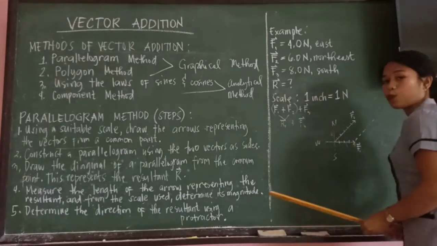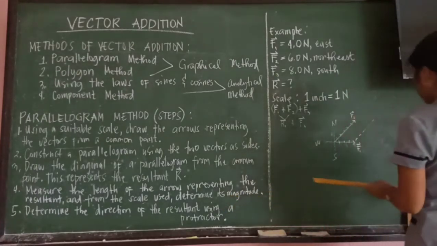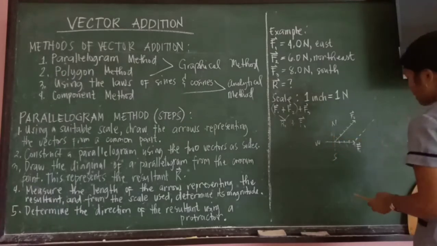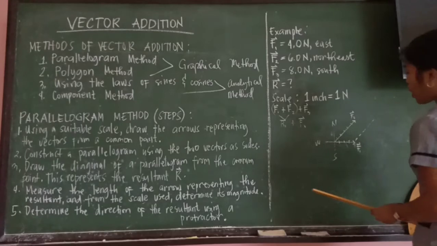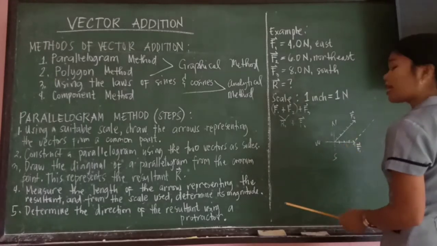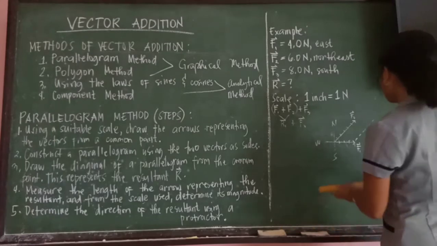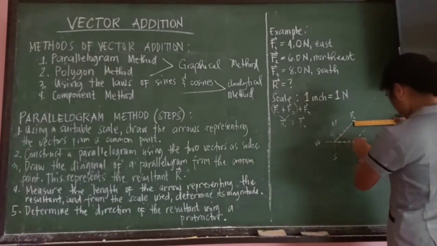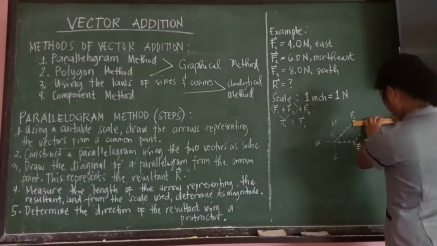Okay, you don't have to put an arrow because that is not a vector quantity. And then same with f sub 1. We are going to create an identical and opposite line of f sub 1, again represented by a broken line without an arrow, of course.